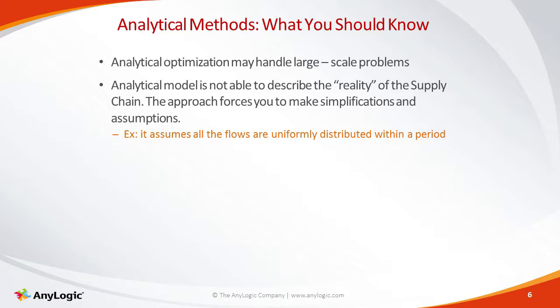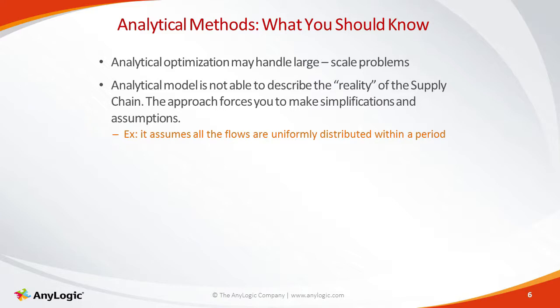analytical world. For example, one of the simplifications you have to do when you use flows is that you assume they're uniformly distributed within the period. Let's say the analytical model says that you will receive 300 units of something to your warehouse per period. And let's say this period is 1 month. Basically, it means, from this analytical point of view, that you will receive 10 units each day.